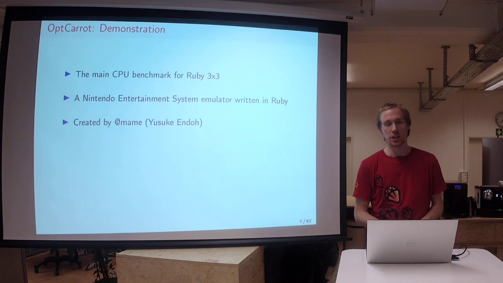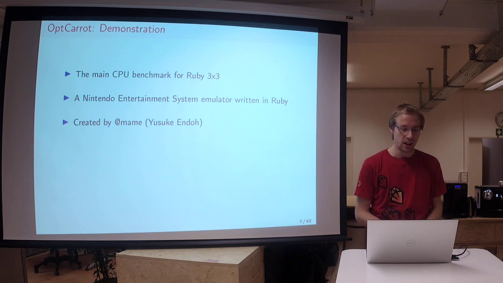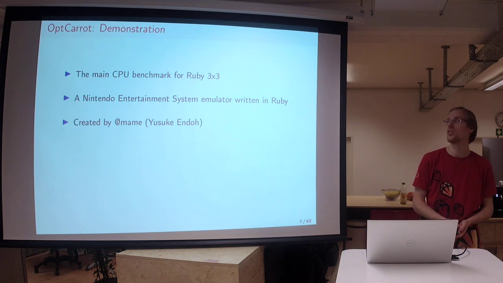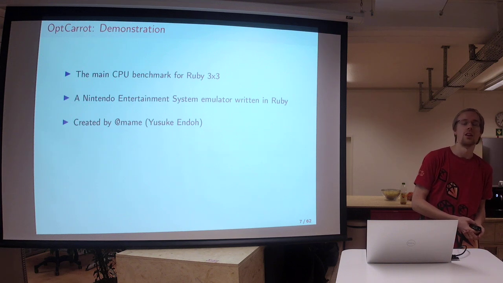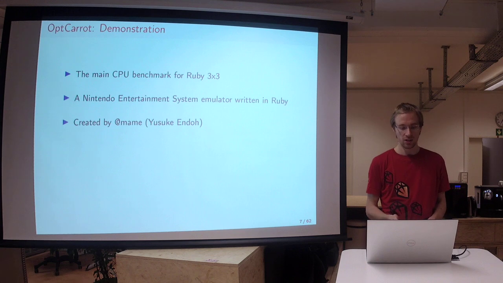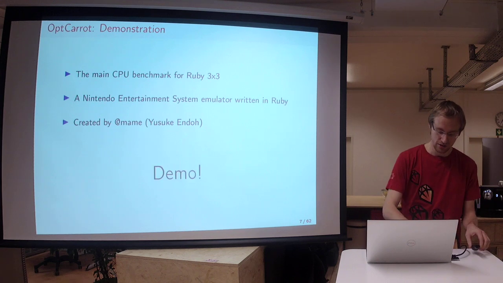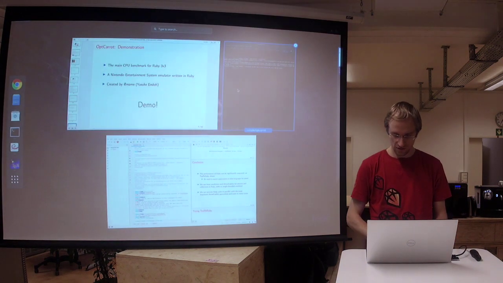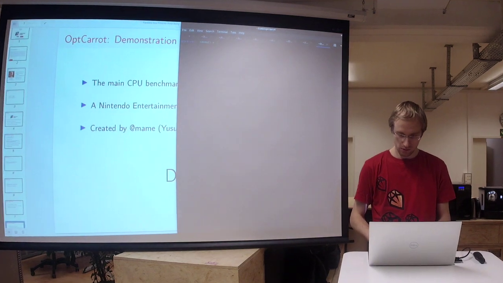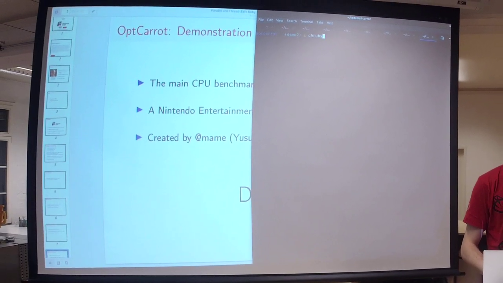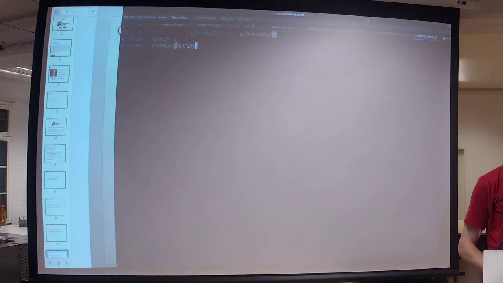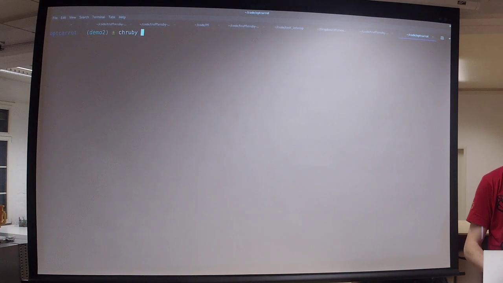To illustrate this, I want to make a demonstration. I will run what is called Optcarrot. Optcarrot is the main CPU benchmark for Ruby 3x3. It's actually an emulator for the Nintendo Entertainment System. So let's have a look. This is too small. Okay, can you read this? So the baseline for Ruby 3x3 is Ruby 2.0, so let's use that.